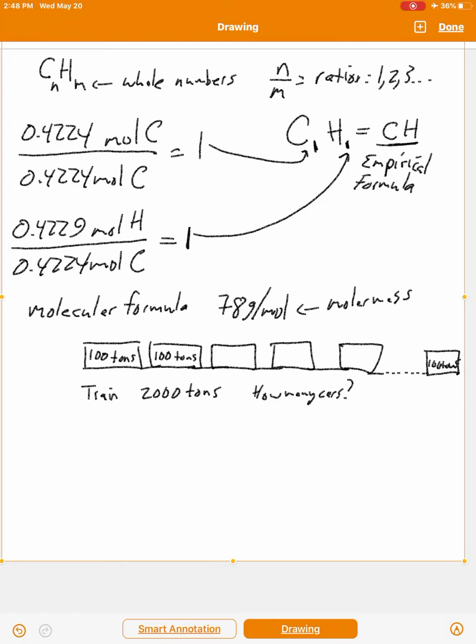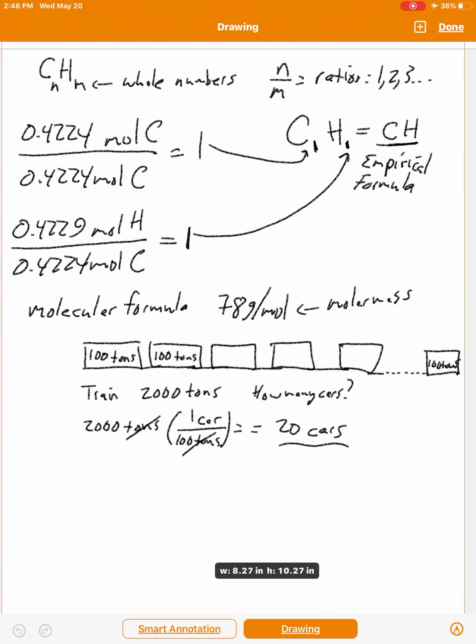And then I ask you, how many cars are there? Here's what you could do. You would say, okay, it's 2,000 tons. And one car weighs 100 tons. And if you did that ratio, you would find that it's 20 cars. 20 cars adds up to 2,000 tons if each one weighs 100 tons. So we're going to do the same thing here in this problem.